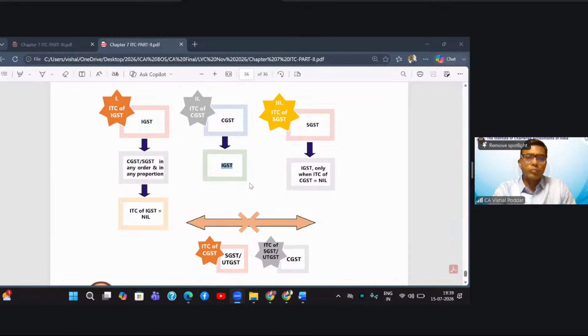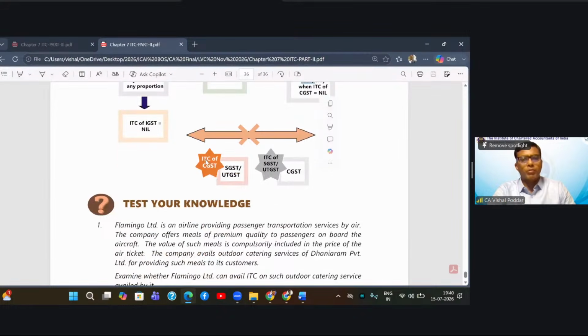So you have to use the CGST credit in sequence, first for CGST liability, second for IGST liability. Now, if after this your CGST credit is over, then come to SGST credit, use the SGST credit for the SGST liability. And after you have used it for SGST liability, you can use the SGST credit for your IGST liability wherever required.